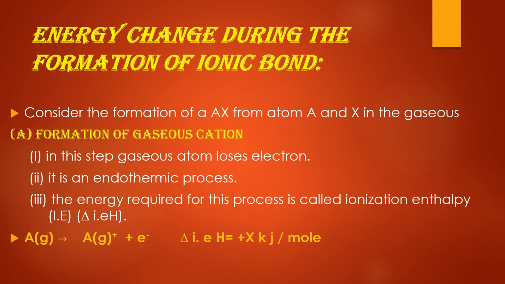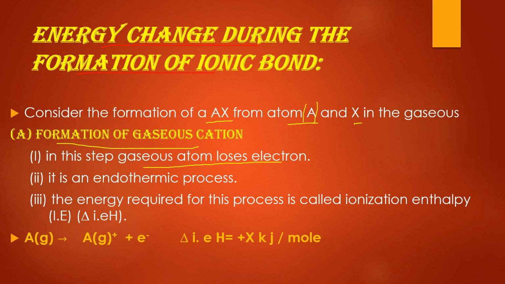Now I am taking the energy changes during the formation of ionic bond. What are the energy changes during the formation of ionic bond? Let us consider the example of an AX molecule. 2 atoms are present, A and X. Now the first step is the formation of a gaseous cation. In this step, a gaseous atom loses an electron. Suppose A is the metal, so it has a tendency to lose electrons.